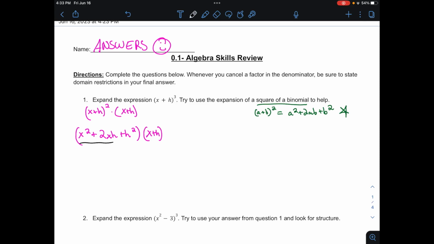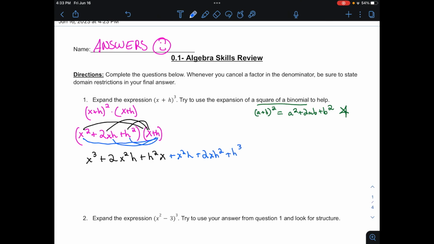Now to multiply this trinomial by this binomial, we'll just use the distributive property. Everything from the first needs to get multiplied by everything from the second. So the first three terms get multiplied by x, giving me x^3 + 2x^2 h + h^2 x. Then I multiply everything by the second term: x^2 times h gives me plus x^2 h, 2xh times h gives me plus 2xh^2, and h^2 times h gives me plus h^3.